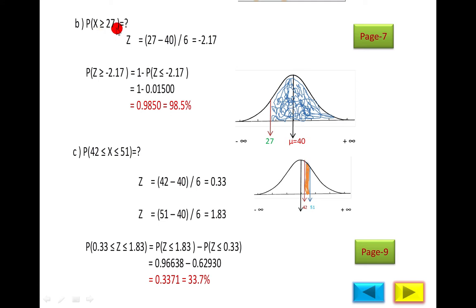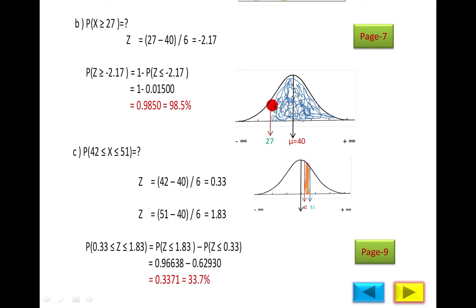Above 27, greater than or equal to 27, or greater than 27 are the same because the variable is continuous. So substitute in the same transformation, x = 27, minus 40 over 6, simplify, and you will obtain minus 2.17. For greater than or equal to, x transforms into z, and 27 transforms into minus 2.17. For greater than, we always write 1 minus the probability of z less than or equal to the same value. I have already explained this in binomial and Poisson distribution, because the total probability is equal to 1.